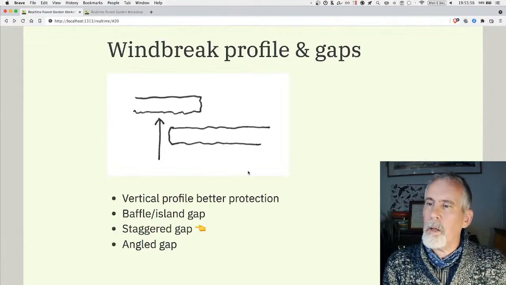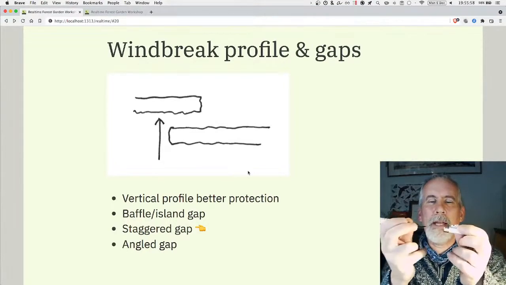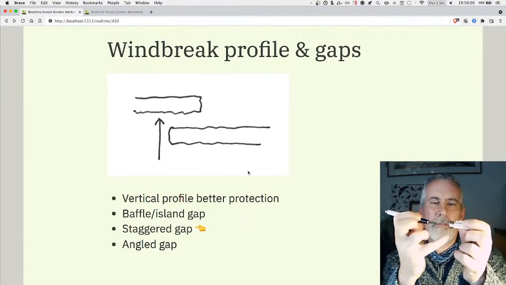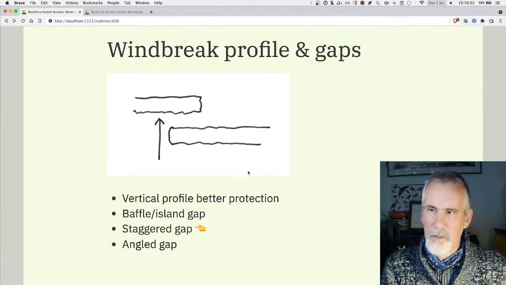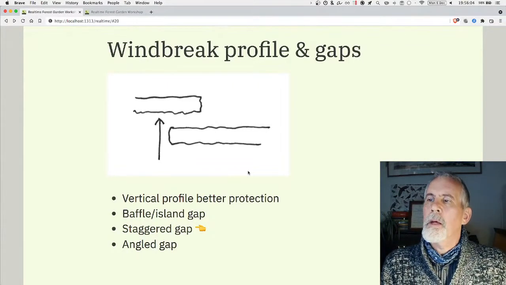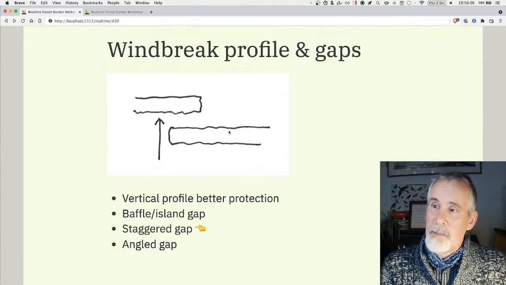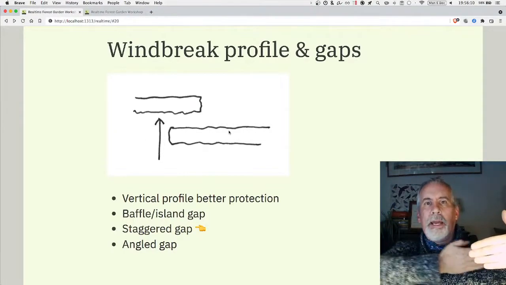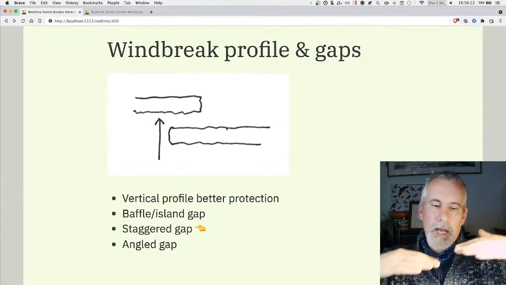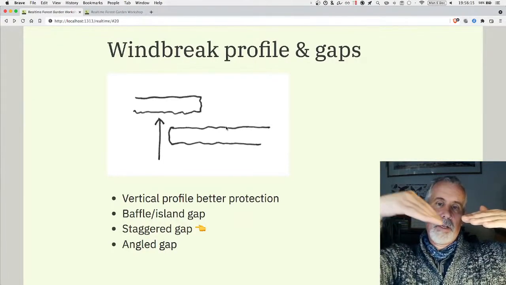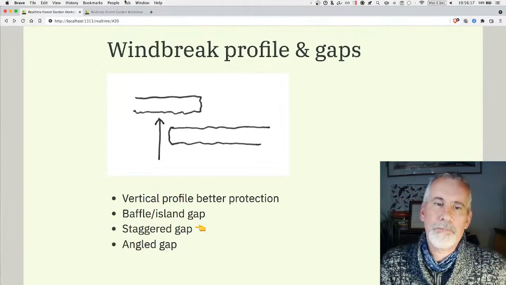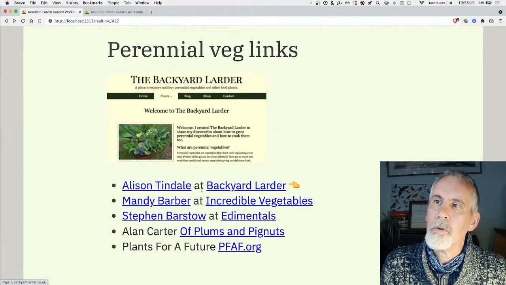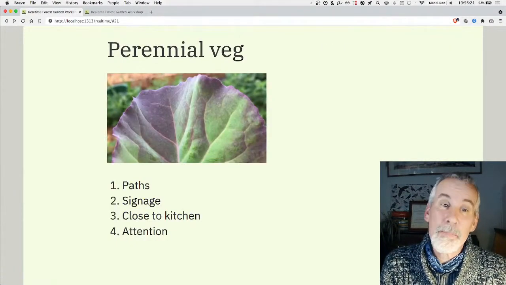A baffle is like you've got the gap in the hedge, and you just have a bit of hedge a bit further back down here. I'll do an illustration for next time. This is a stag, or you can have a staggered gap. I have a baffle island gap, so it's got a gap in it, and then an extra little bit of hedge up on the back here. Or you can have an angle. If it's a thick hedge, you can have an angled gap going through the hedge. All right then. So that's windbreaks.